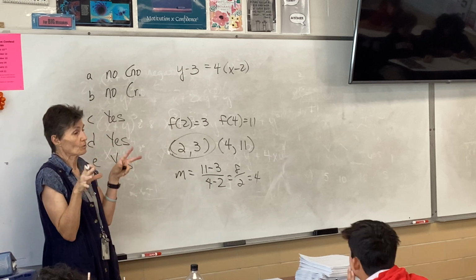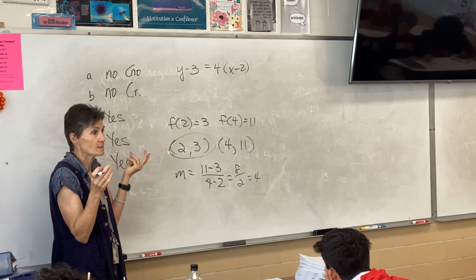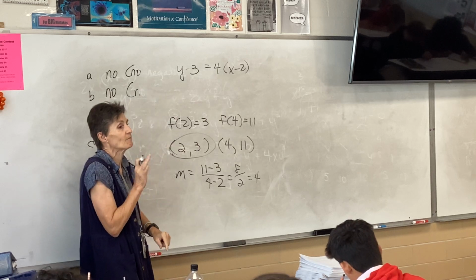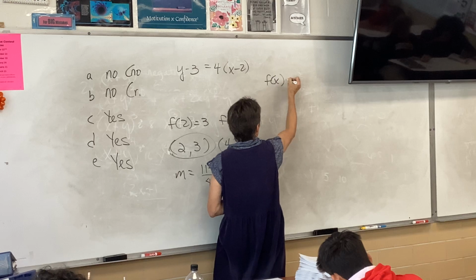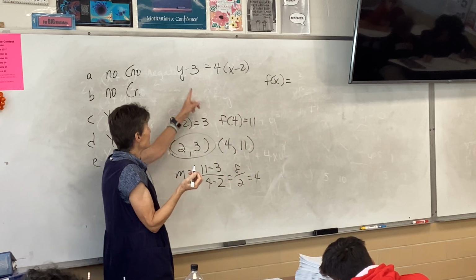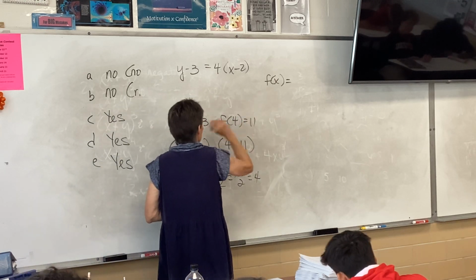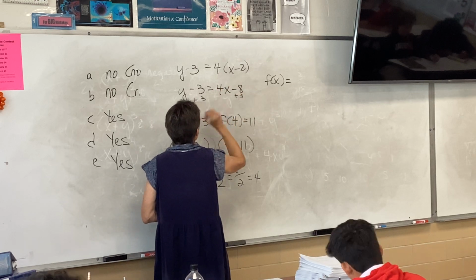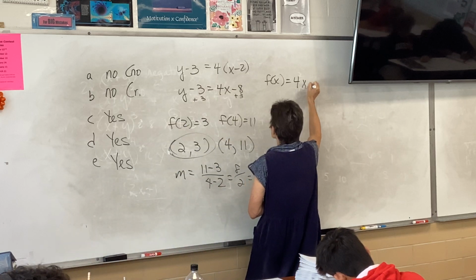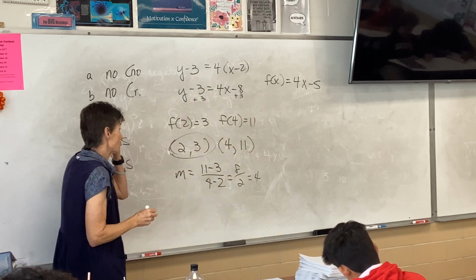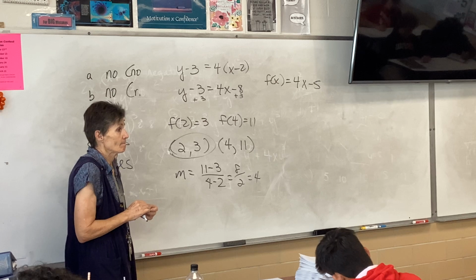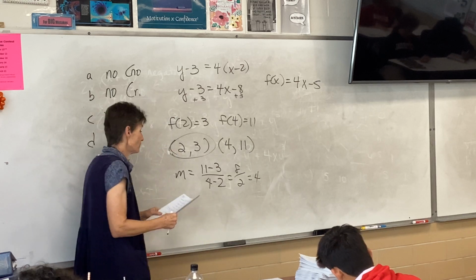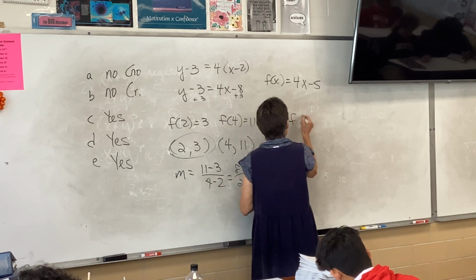Now, under normal circumstances, without any specific directions, we could stop here. That's the equation of a line, right? But unfortunately, this says write the equation of a function. So my final answer has to look like this, which means I need to get y by itself so that I can use my function notation. So I'll go ahead and distribute, add 3, so it looks like 4x minus 5. Is that okay? All right, would you try B on your own? You're going to do exactly the same thing. Your points are different.